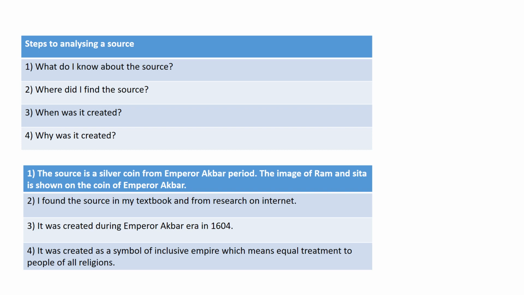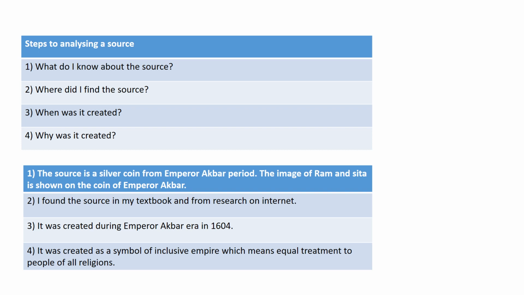ये source कहाँ से, what do I know about it? So you can write that coin is a written source of history. It is a silver coin from Emperor Akbar period, and the image of Ram and Sita is shown on the coin of Emperor Akbar. Emperor Akbar पे हमको वो image में क्या दिख रहा है कि वो coin पे क्या दिख रहा है, there is an image of Ram and Sita.